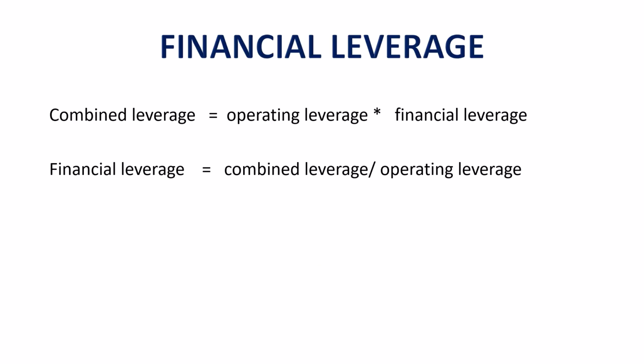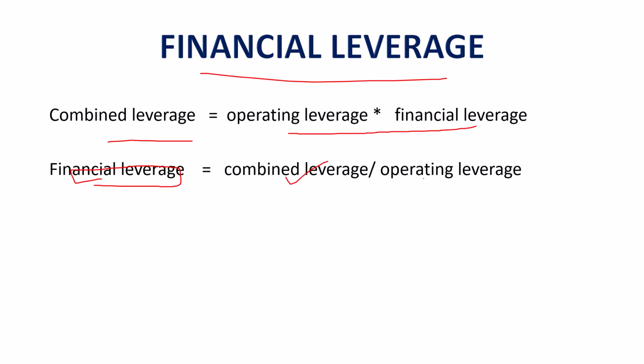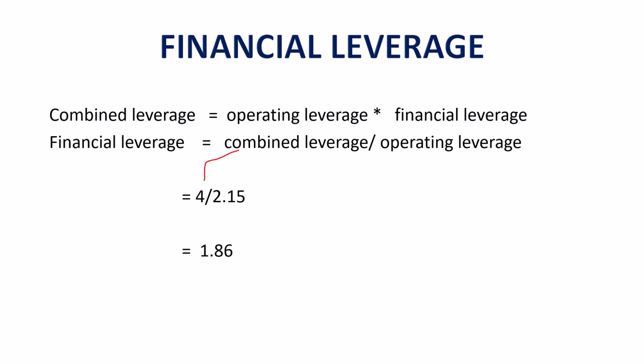So first of all, we'll be calculating financial leverage. We all know combined leverage can be calculated by multiplying operating leverage and financial leverage. So having this formula, we can say financial leverage is equal to combined leverage dividing it with operating leverage. Combined leverage is given in the question as 4 and operating leverage is given as 2.15. So dividing 4 by 2.15, we have financial leverage as 1.86.